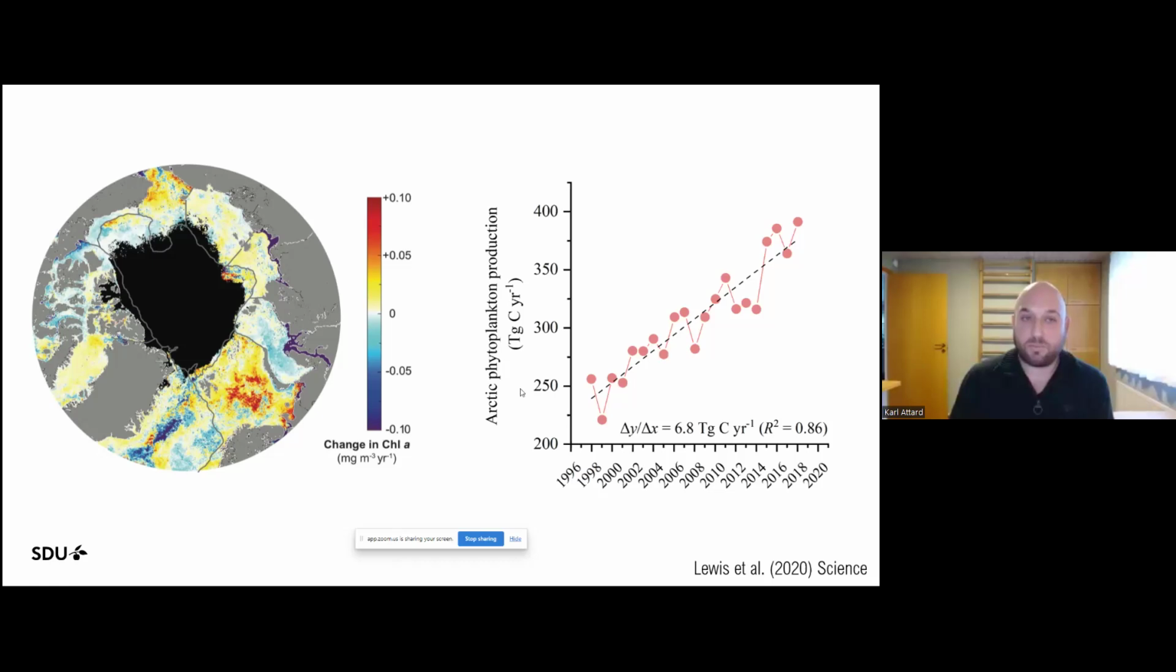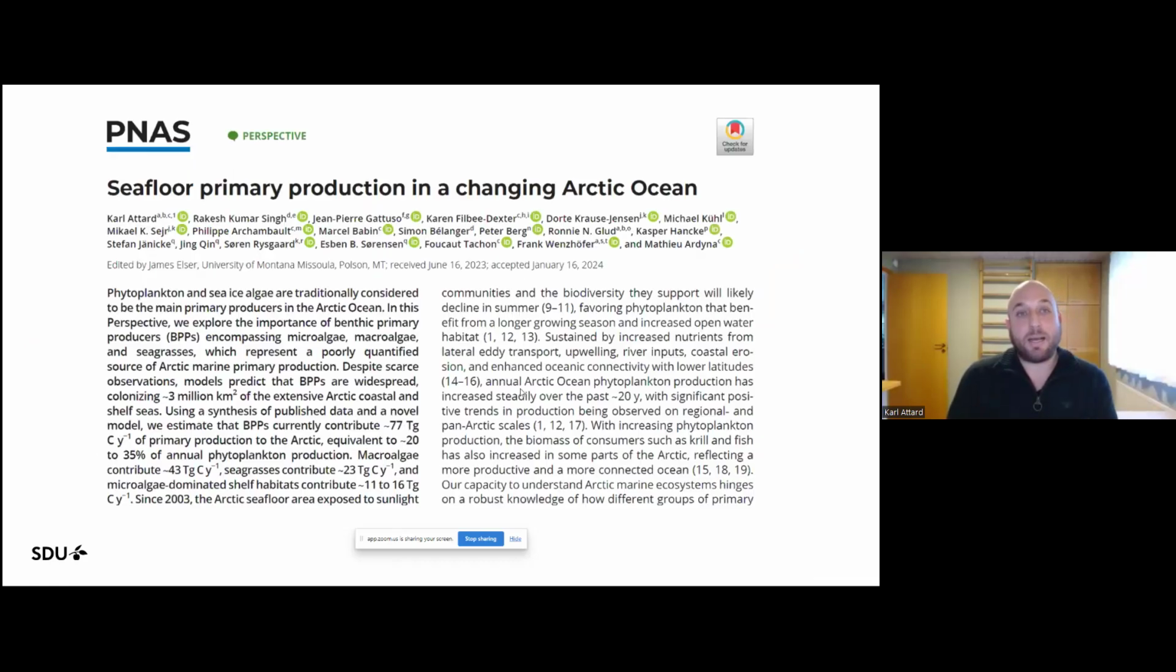And what we focused on recently was we pitched this perspective to PNAS about seafloor primary production. So not phytoplankton, but rather primary producers located on the seafloor of the Arctic Ocean. And so I brought together this quite large group, and we tried to come up with some ideas about what we need to know about these primary producers in order to include them more fully in our understanding of how the Arctic ecosystem functions, and how it's changing, and what that might mean for primary production in the Arctic.